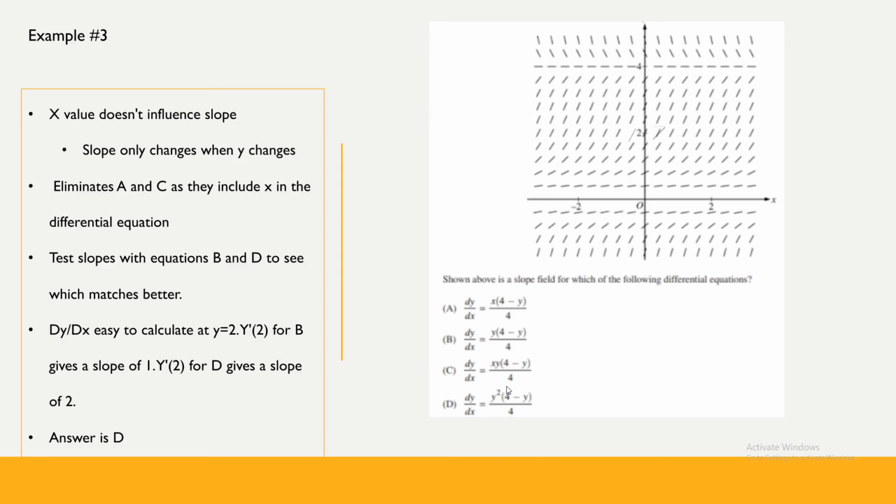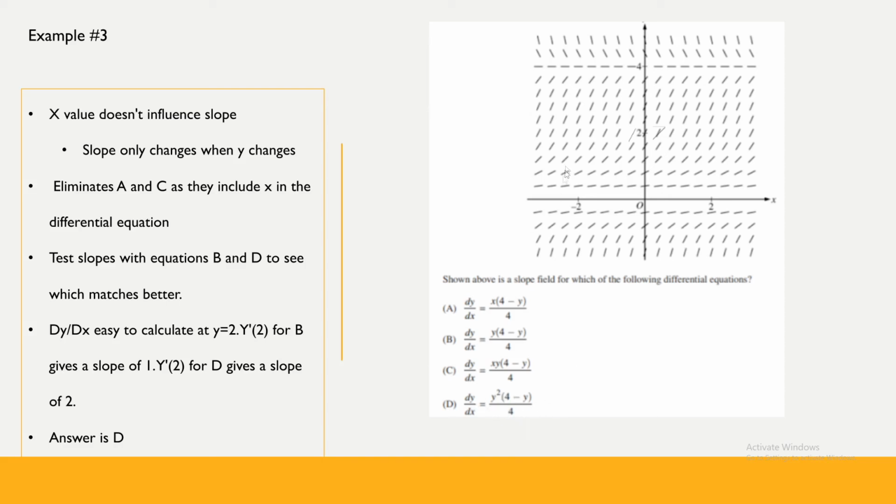Let's look at d. We have dy/dx equals y squared times 4 minus y, over 4. If we plug in 2 here, we have 4 minus 2, which is 2. 2 squared here is 4. 4 times 2 is 8. 8 over 4 is 2. So this is saying that we have a slope of 2.